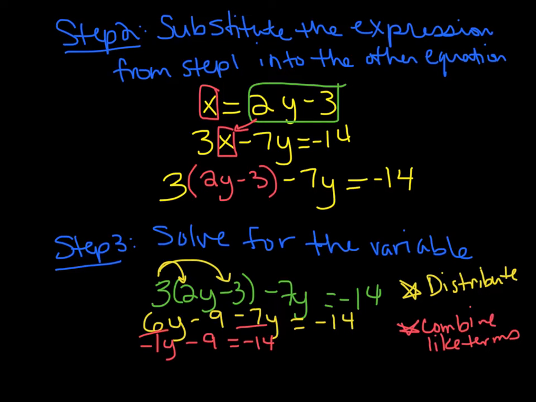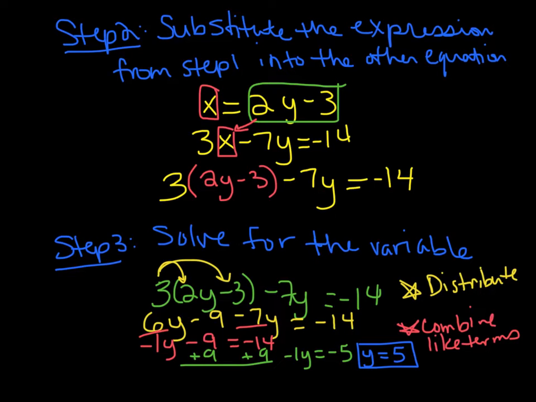The next thing I'm going to do is solve this problem out by adding 9 to both sides. When I do that, I get negative y, or negative 1y, equals negative 5. In the end, I would have to divide both sides by negative 1, and my answer for y is 5. So that's my first part of the problem. Unfortunately, like I said, that's my first part of the problem.